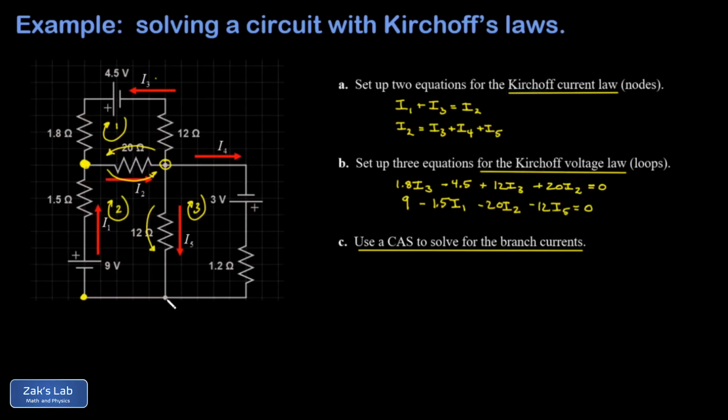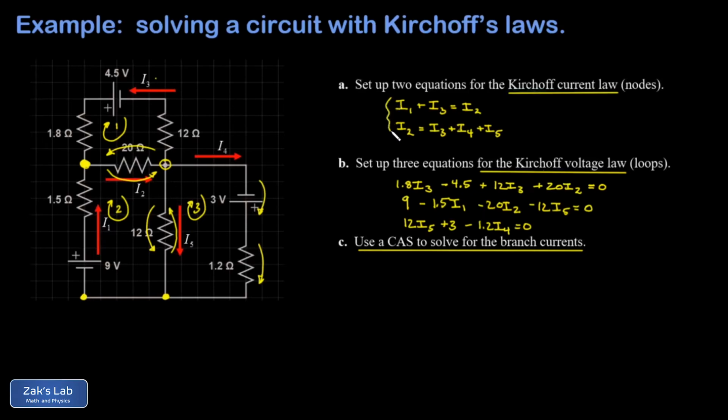Finally, we traverse loop 3 clockwise, starting from its lower left corner. The first thing I cross is the 12 ohm resistor opposite the direction of I5, so I have a plus 12 I5. The next thing I hit is crossing over the 3 volt power source from the negative to positive terminal, so I have plus 3. And finally, we have a voltage drop over the 1.2 ohm resistor. I have minus 1.2 I4. The current there was I4. And that's equal to 0.